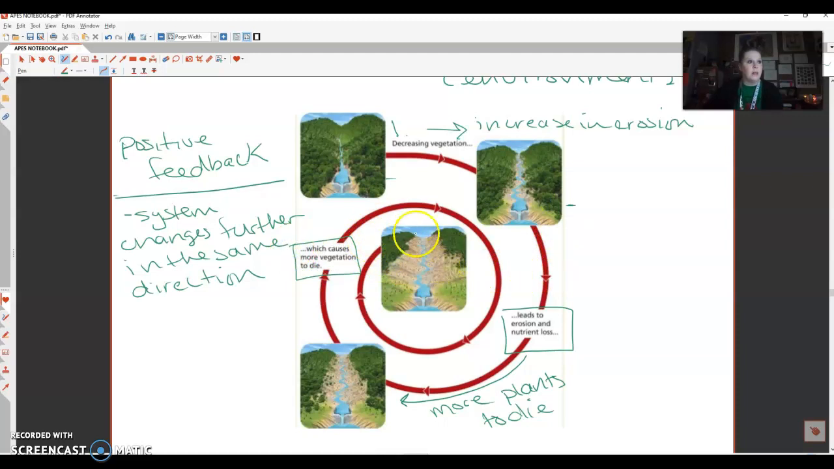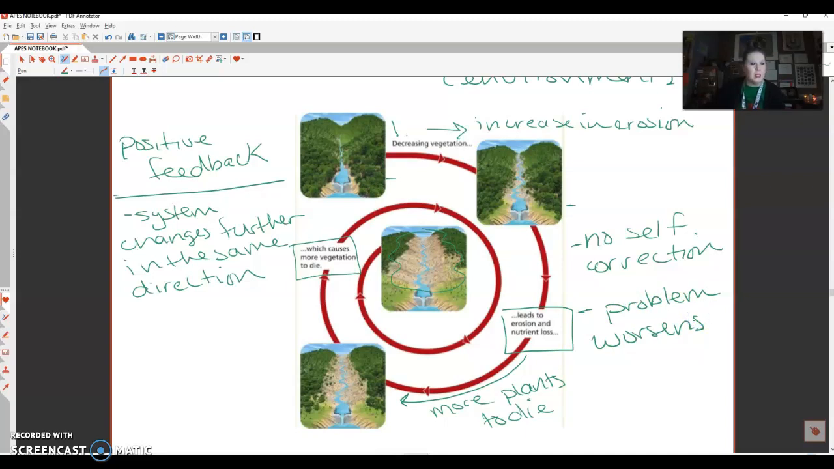And guess what? It keeps going and going and going. So what's happened right here? We've got a lot of plant death. So in a positive feedback loop, the situation just keeps getting worse. It can't correct itself. So there is no self-correction. The problem worsens. Hopefully that makes sense to you guys.